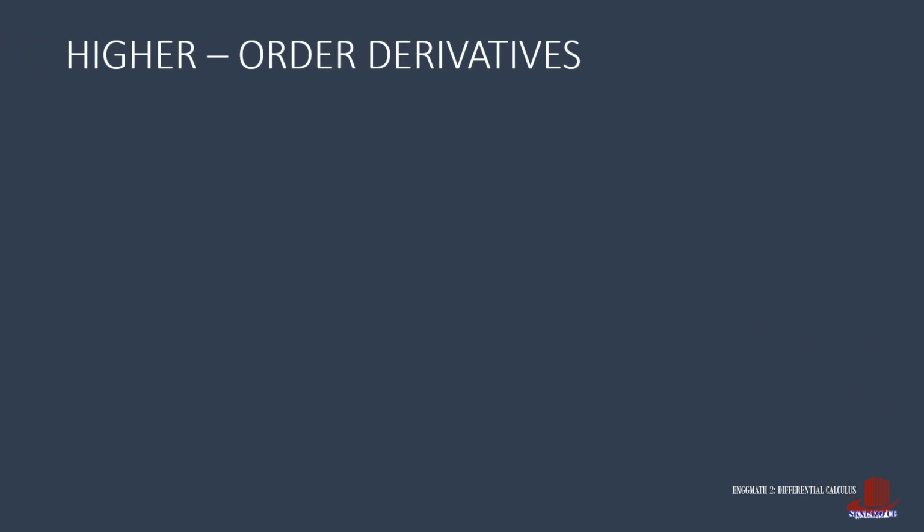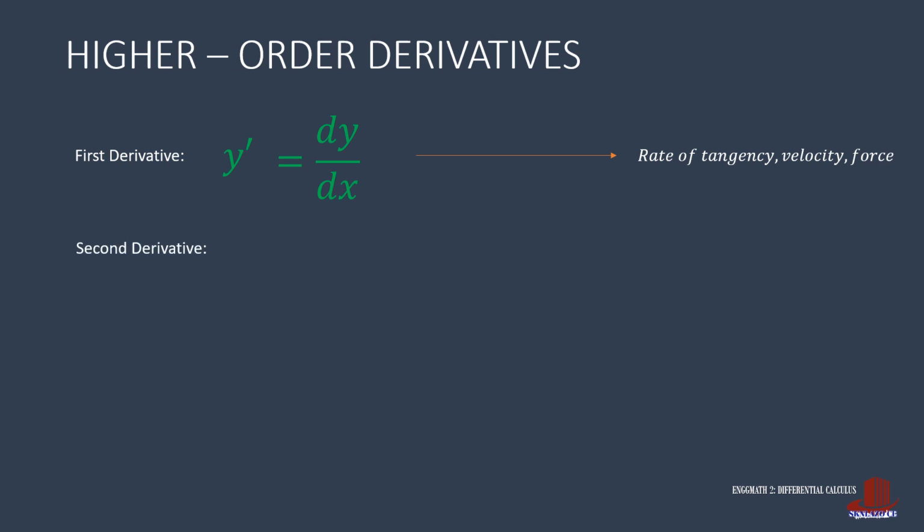Let's have a peek at higher order derivatives. The first derivative, which everyone is already familiar with, is also written as y prime. But this is interpreted as dy over dx. In physics, aside from having the first derivative as a slope, it is also termed as the rate of tangency, velocity, or force. A derivative higher is called the second derivative, which can be called y double prime.